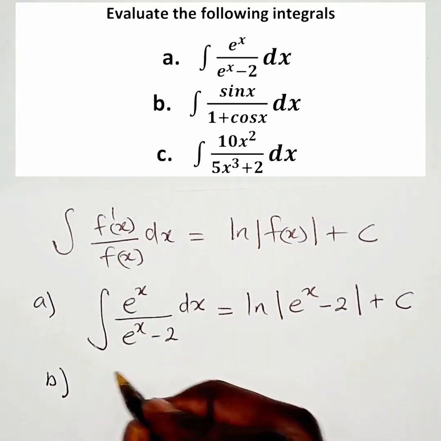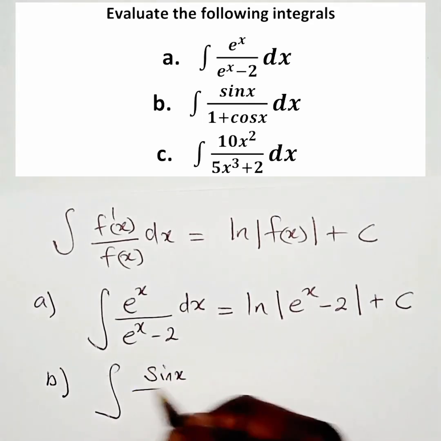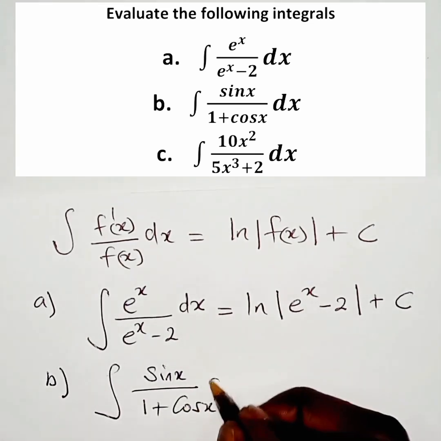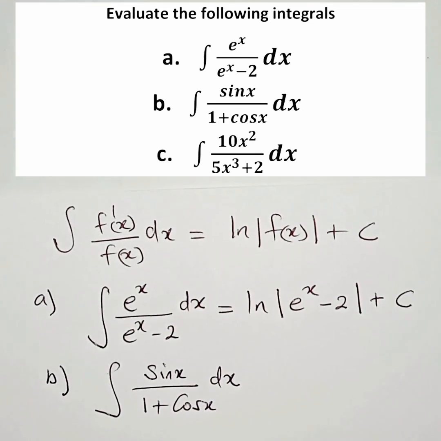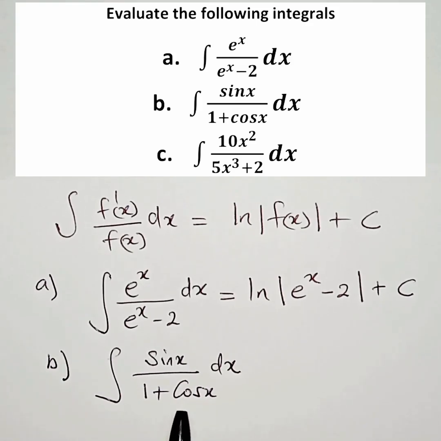Now let's move on to the next part, and that is b. For b, we need to integrate sine x divided by 1 plus cos x dx. If you try to use this method of recognition, you realize that it won't work the way we expect, because if you differentiate 1 plus cos x, you are not going to get sine x. Instead, you are going to get minus sine x.